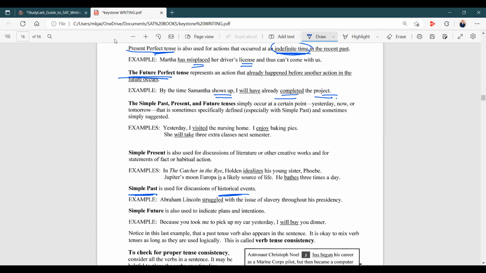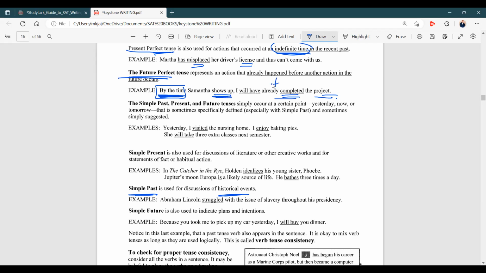So, has Samantha shown up? Hey Abdurrahman, has Samantha shown up? Sorry, can you repeat the example again? That's the sentence: by the time Samantha shows up, I will have already completed the project. So my question: has Samantha shown up? No, not yet, she hasn't shown up. Have you completed the project? No. So both actions will happen in the future. By the time she shows up, I will have completed it. At that time, the project will be complete.